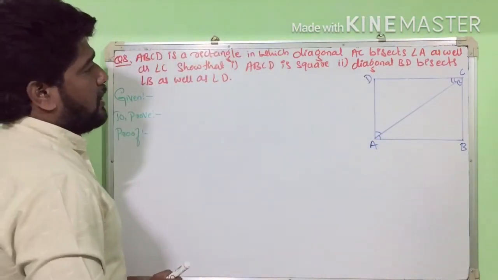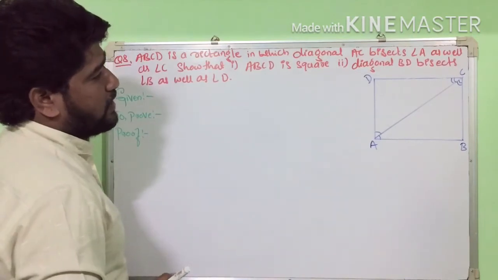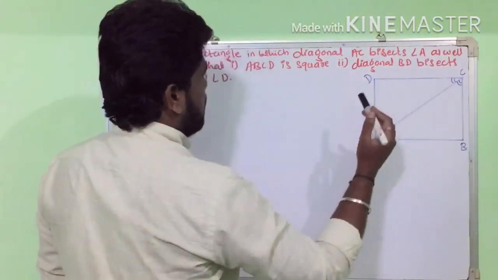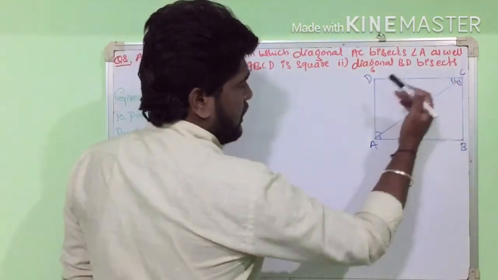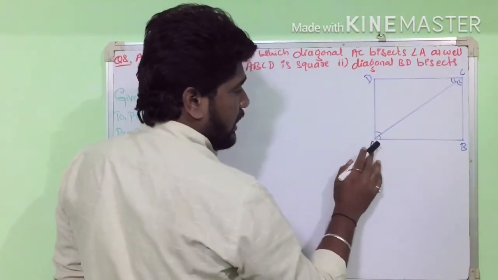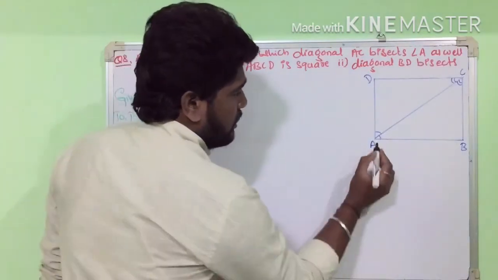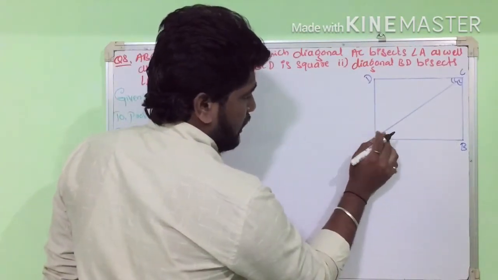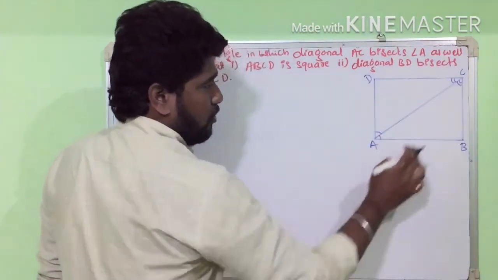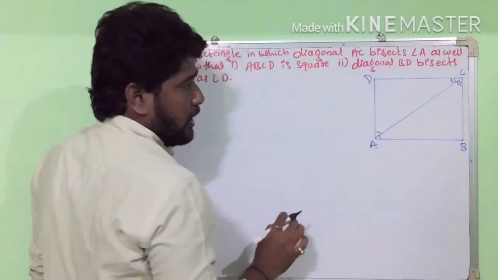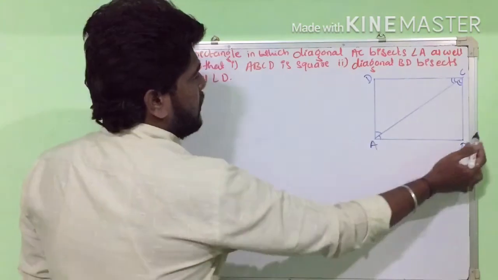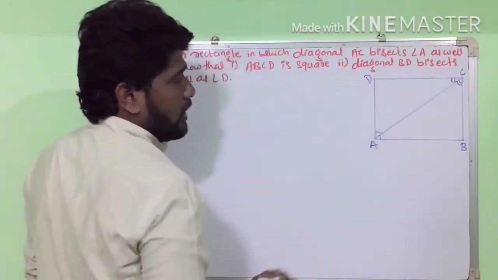ABCD is a rectangle in which the diagonal AC bisects angle A as well as angle C. So here ABCD is a rectangle, and diagonal AC bisects angle A as well as angle C. It means these two angles are equal. Here bisect means these two are equal, and here bisect means these two are equal to each other. And show that ABCD is a square.